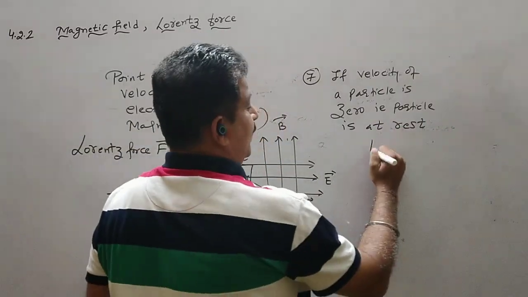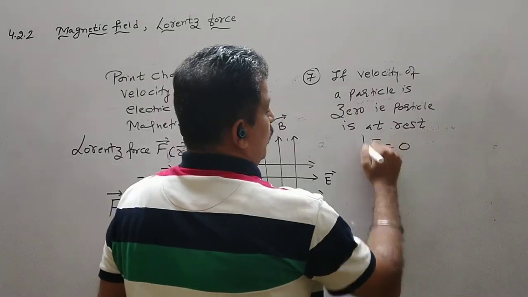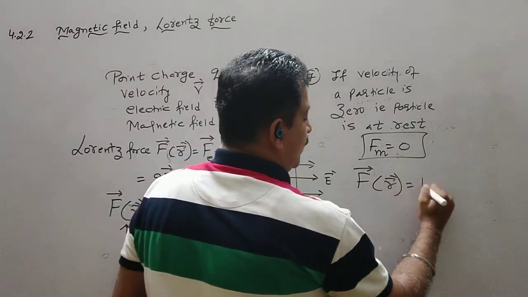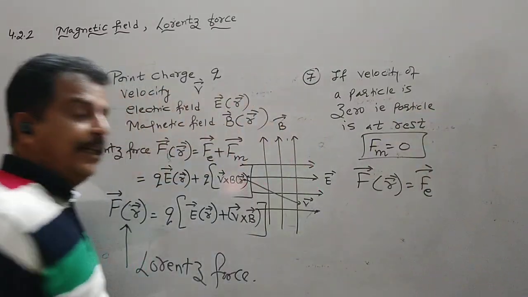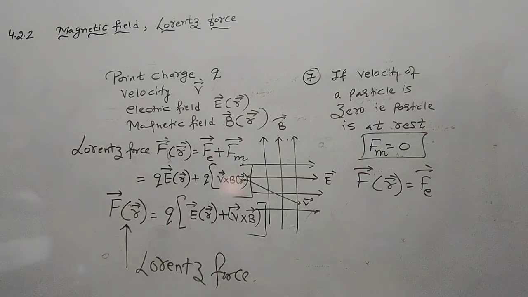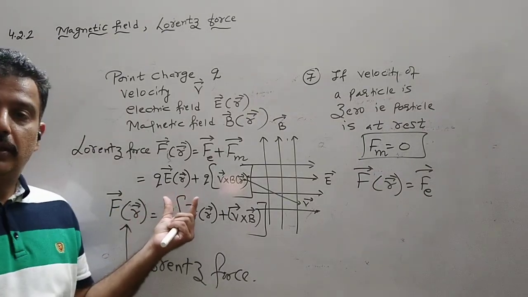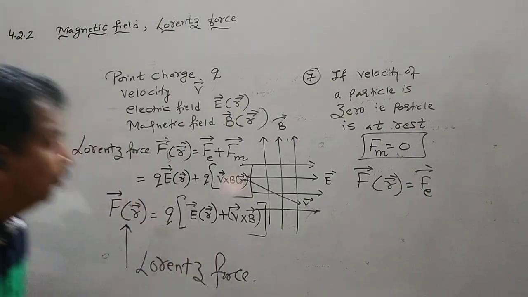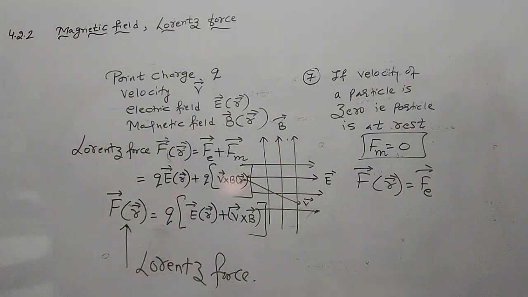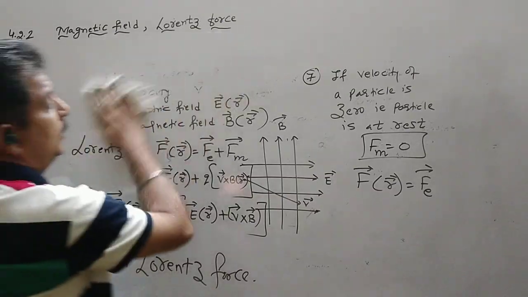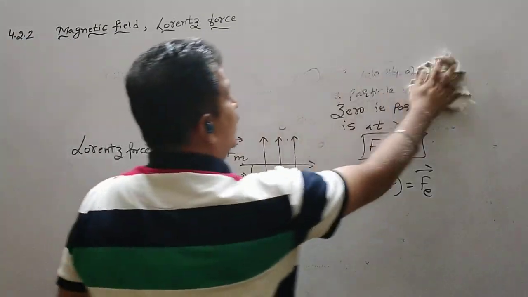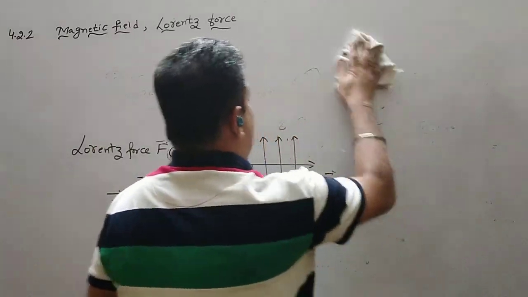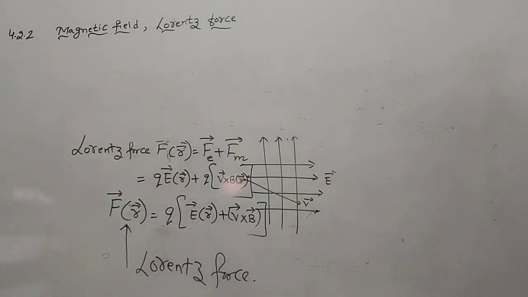Now if the particle is at rest, Fm is equal to 0, so the Lorentz force at any instant will be equal to the electric force, that is Q into E. So this is how the Lorentz force has been determined by the formula. Directly we have written the formula. We will discuss Ampere's experiment or Ampere's observation in the coming days.